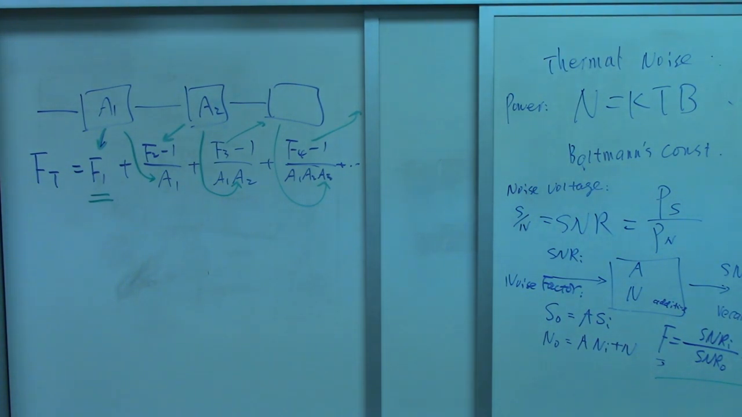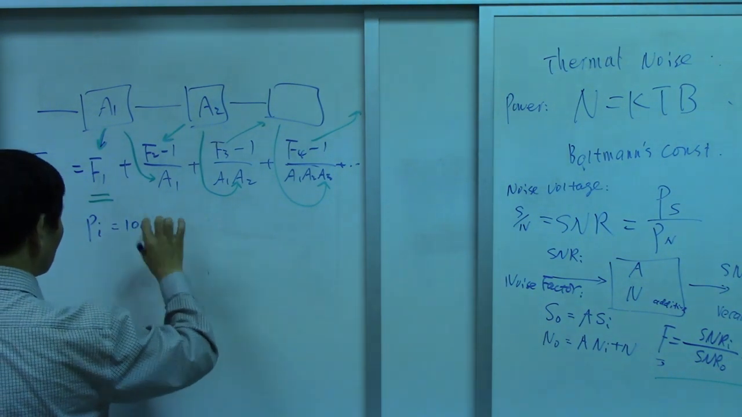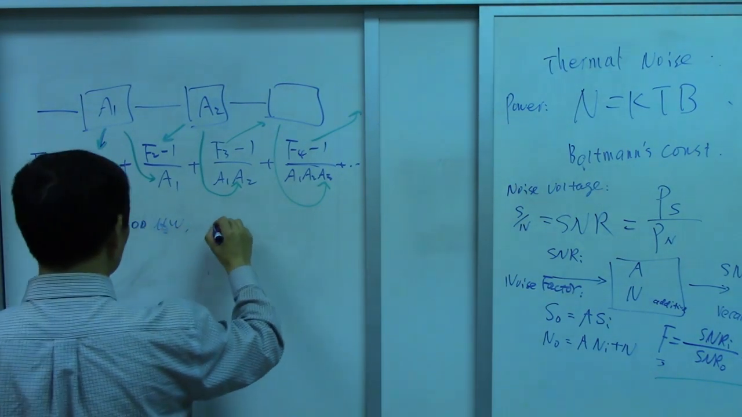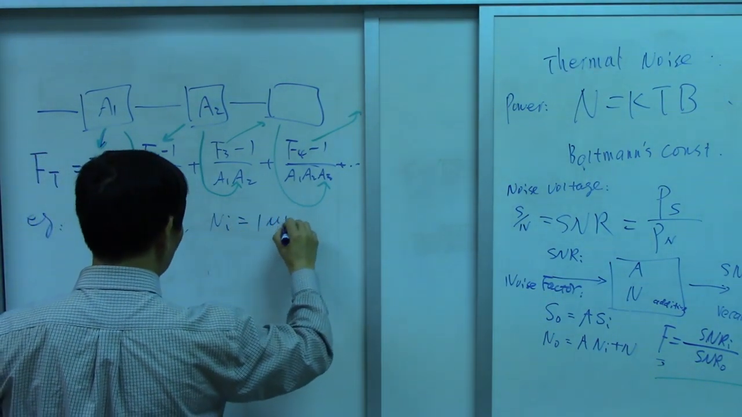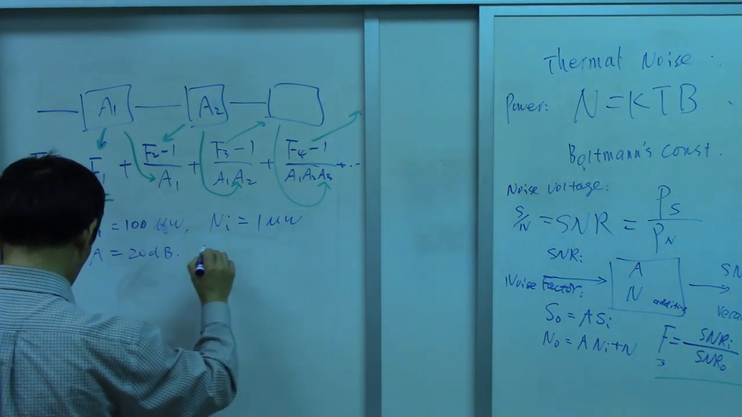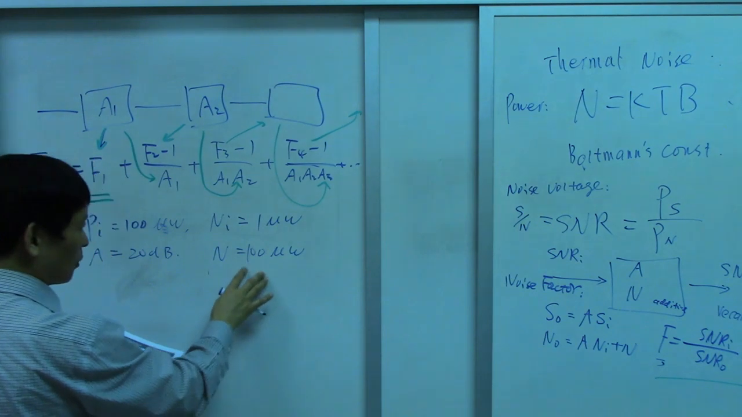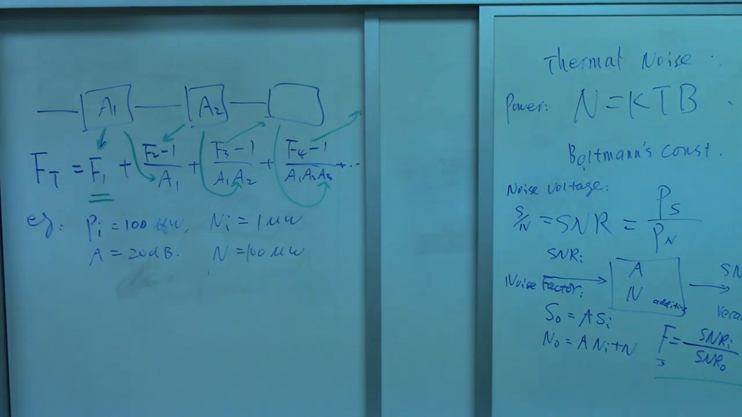Next one, we are going to discuss an example of how to calculate the thermal noise. The example here is what we just see on the slide, right? I wrote some numbers in a simple way. The input power Pi equals 100 microwatt. So that's small. The input noise Ni equals 1 microwatt, the gain equals 20 dB, and the additive noise N equals 100 microwatt. You can see this one, the additive noise is large. Right? So it's not a very good system.